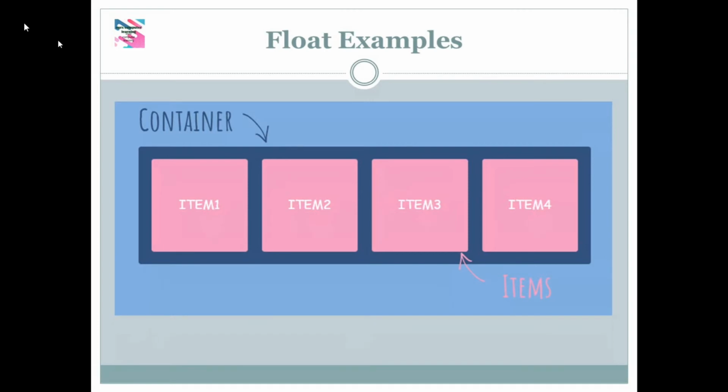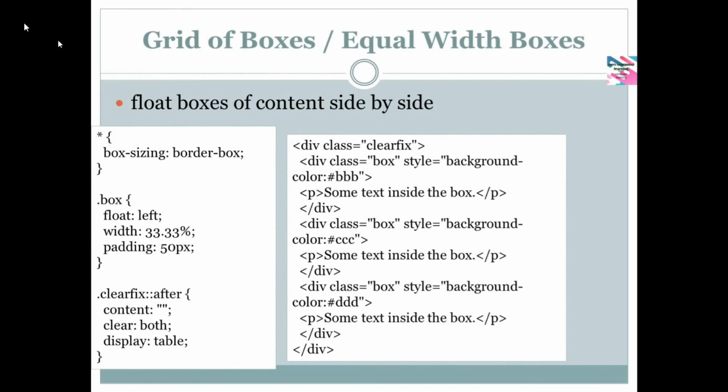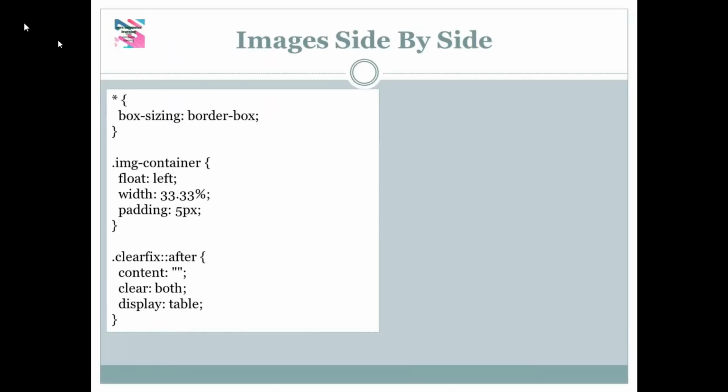And this page contains common float examples with the float property. It is easy to float boxes containing side by side. So this is the example for it. Better to wait for my notepad explanation because these are examples for it. And images side by side also. The grid of boxes can also be used to display the images side by side.